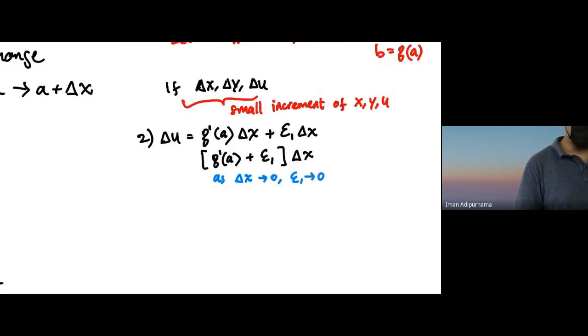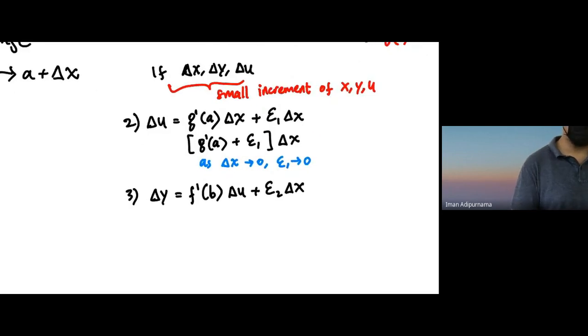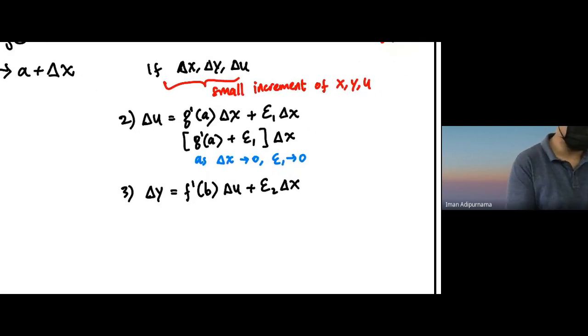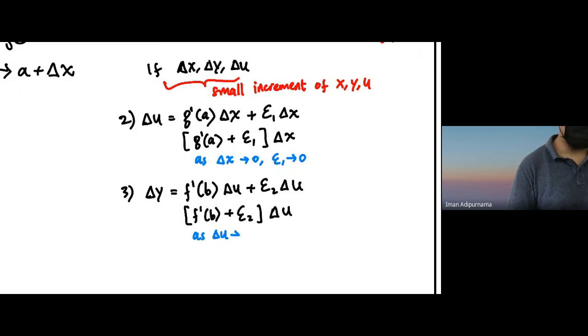And then the third equation we have is delta y. This is f prime b delta u plus epsilon 2 delta x. Oh, wait, not delta y, it should be u. And same goes here, and this will be delta u. Okay. And we can also write down that as delta u gets closer to 0, our epsilon also gets to 0.